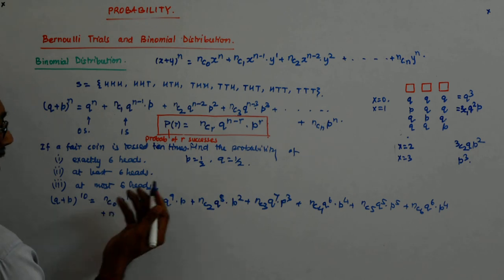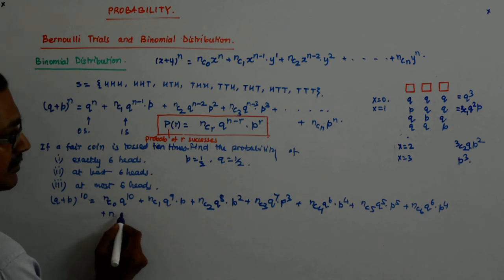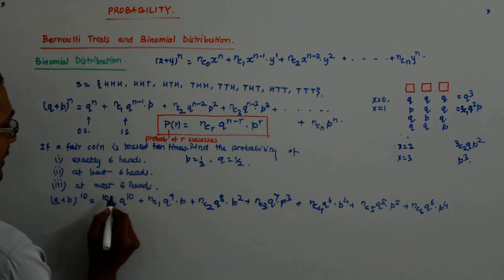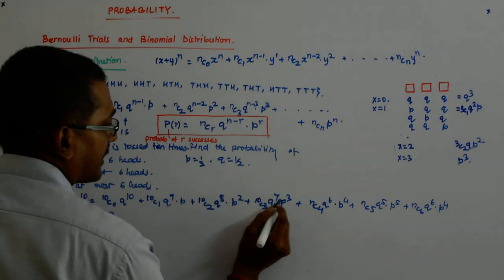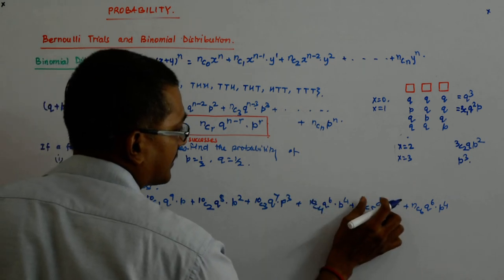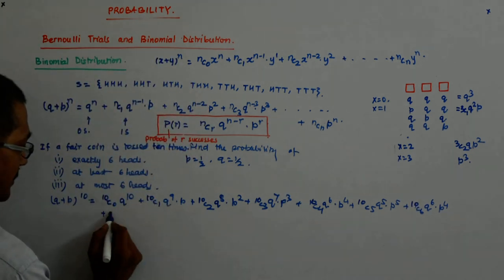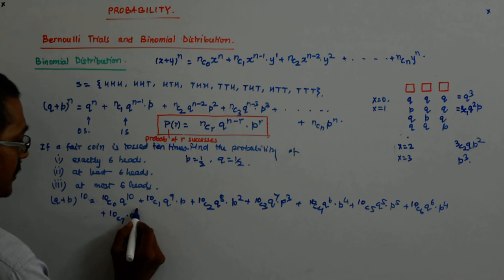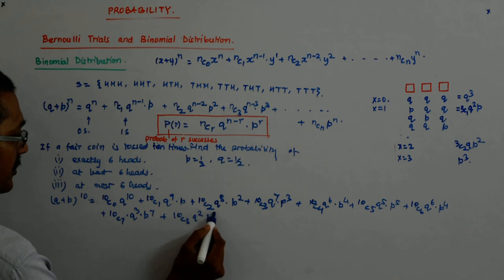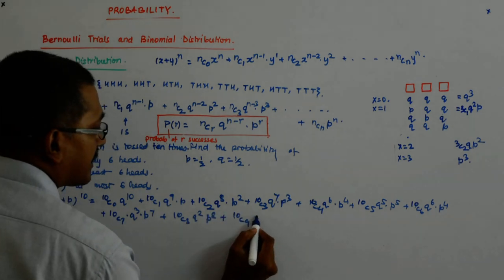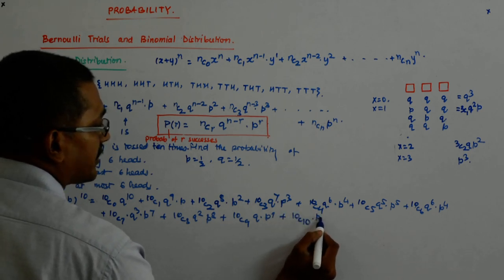Plus, that is 10 only. Then 10C7 Q to the power 3, P to the power 7, plus 10C8 Q to the power 2, P to the power 8, plus 10C9 Q into P to the power 9, plus 10C10 P to the power 10.